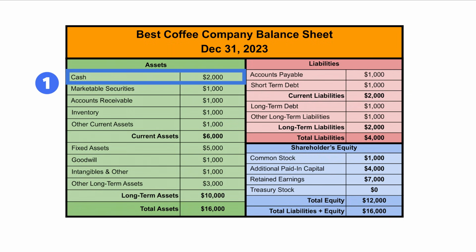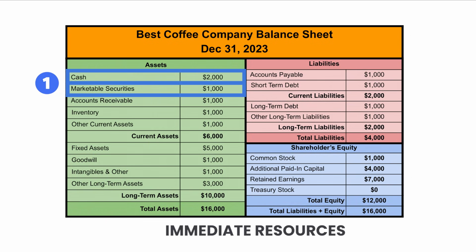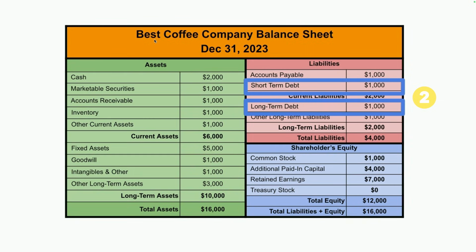The first number I pay attention to is cash and marketable securities, which I always add together. This is one of the most important numbers on a balance sheet, and it gives you an idea of the immediate resources that a company can access. The next number I always look at is a company's short and long-term debt, which I always add together. This number will tell me if a company uses debt to fund its operations or not.